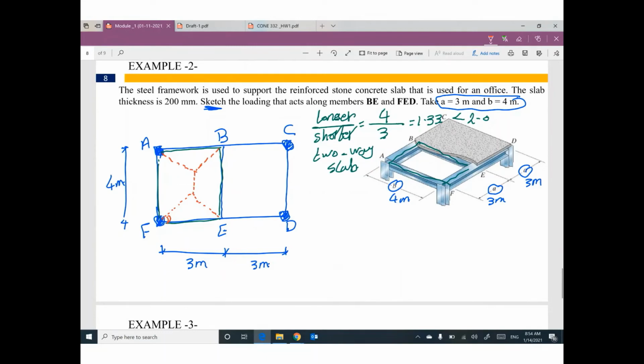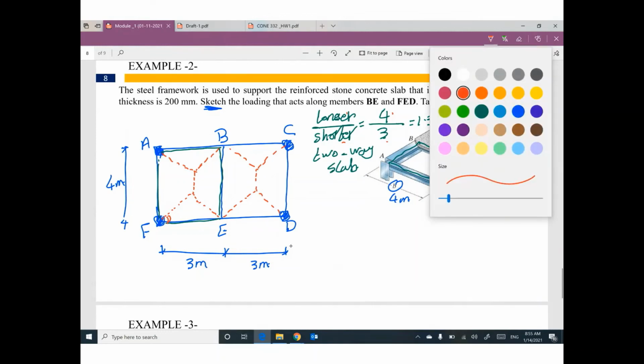I believe if you do the same for the other rectangular shape, this one, longer divided by shorter is 4 divided by 3 equals 1.33, smaller than 2. You are in two-way slab. I will draw the same. This line, this line, this line, 45 degree, extend. You can form this envelope.